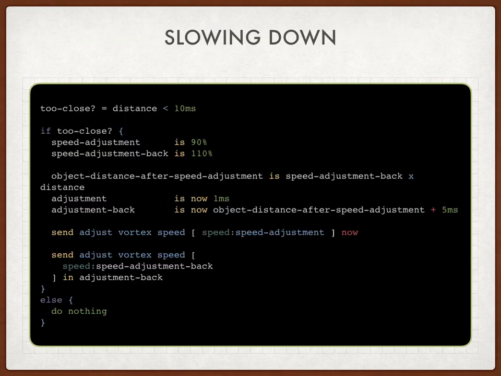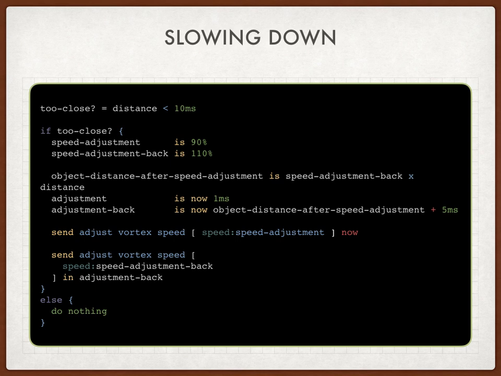Okay, slowing down is a little bit tricky. We decide that we're too close if we're less than 10 milliseconds away from colliding with the object. In that case, we have all this extra stuff that's happening. We're going to slow down by 90%, speed back up by 110%. Notice the percent signs. Percent is a type. These are typed literals again. Then we're going to send adjust vortex speed to slow down, and then we'll speed back up after we're done. After that, we trigger our avoidance logic just as before.